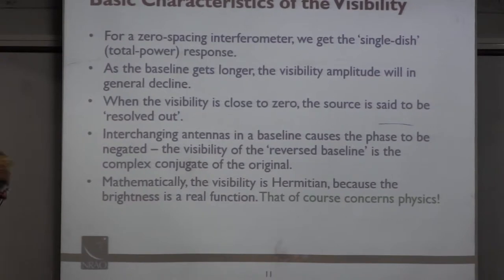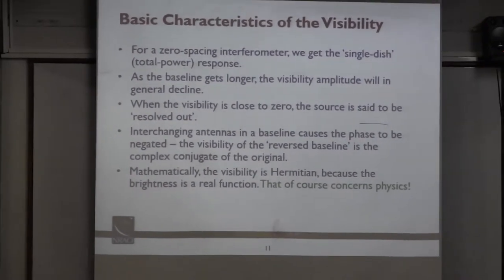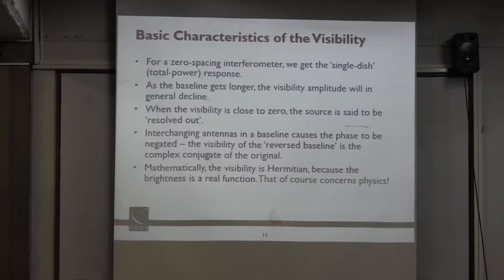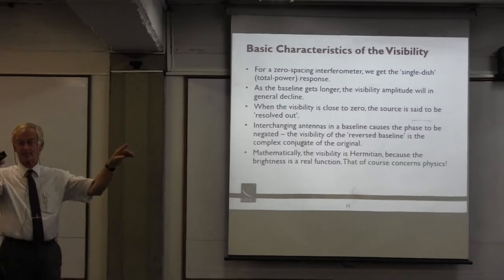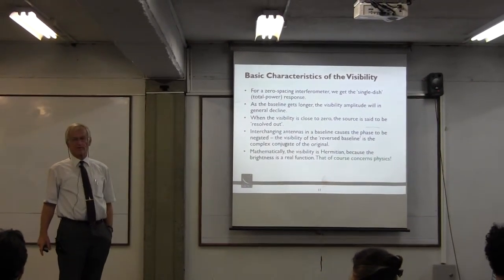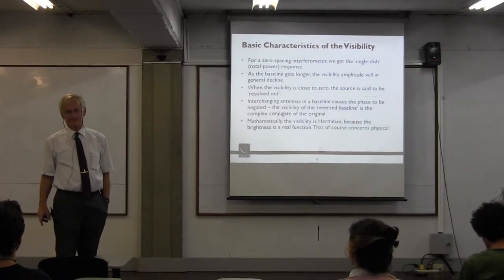It's important to realize, and we've brought it up a few times already, that you cannot bring these two elementary collectors together so as to fall on top of one another. And so you do not have the reading for zero baseline, which has a uniform sensitivity in the Fourier domain. As we have decided, the delta function has a uniform sensitivity and gives a uniform response. That one you can only collect from a single dish.